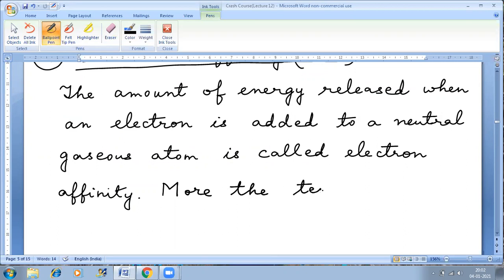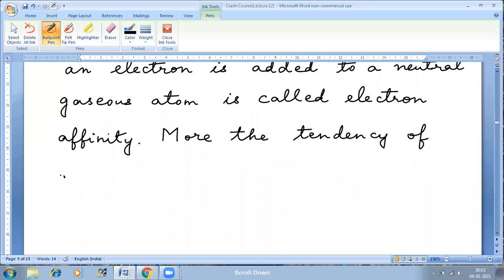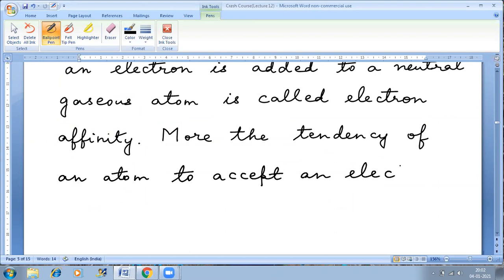More the tendency of an atom to accept an electron, higher would be the electron affinity.